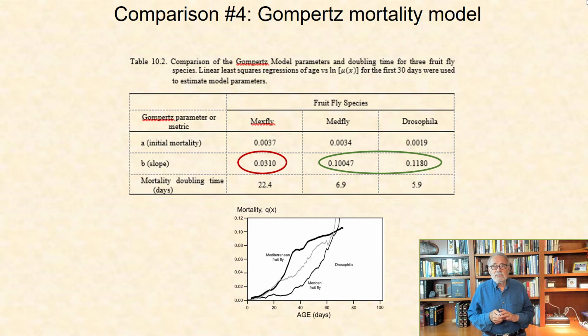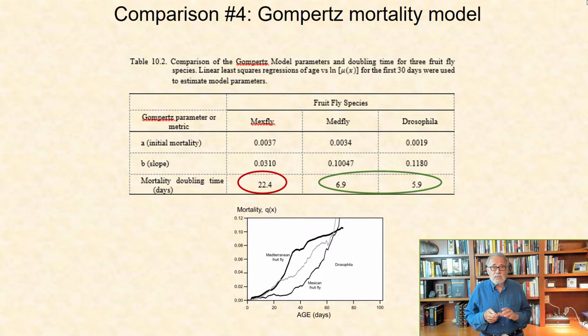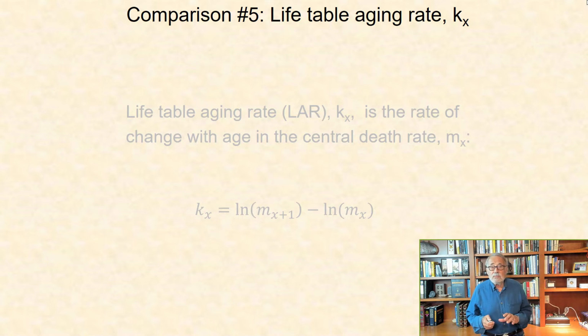The same relative differences apply to doubling time comparisons since this time depends on the value of B. Thus, doubling time for the mexfly is over 3 weeks, whereas for the other 2 species is only around 1 week. Comparison number 5, life table aging rate denoted Kx.